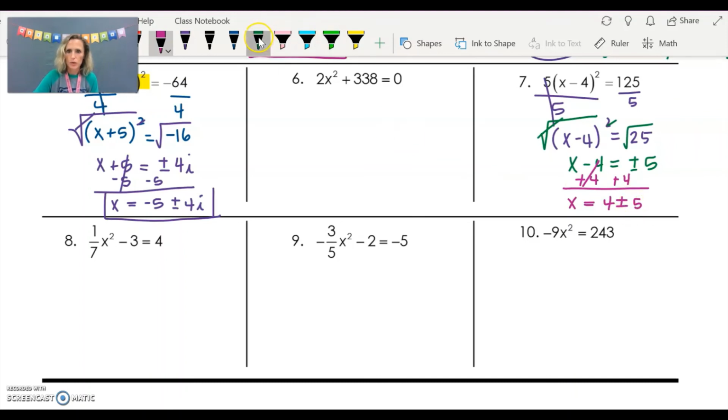We're going to do 4 plus 5, which gives us an answer of 9. And we're going to do 4 minus 5, which gives us -1. So our two solutions to this equation are -1 and 9. So that's a little bit different. The process was the same all the way to the end. If you get two integers, you just go ahead and add and subtract the two integers to find the two solutions.